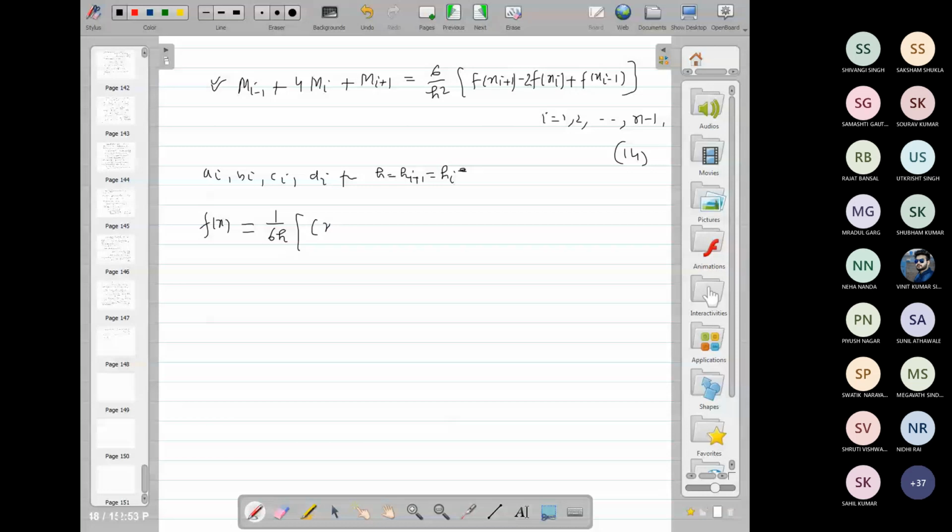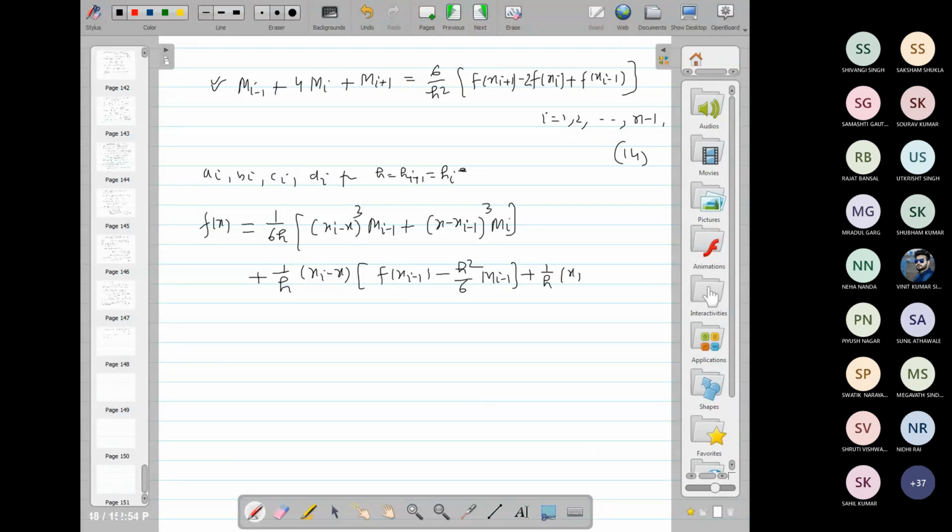xi minus x whole cube into mi minus 1 plus x minus xi minus 1 whole cube into mi, plus 1 upon h into xi minus x into f of xi minus 1 minus h square by 6 mi minus 1, plus 1 by h into x minus xi minus 1.